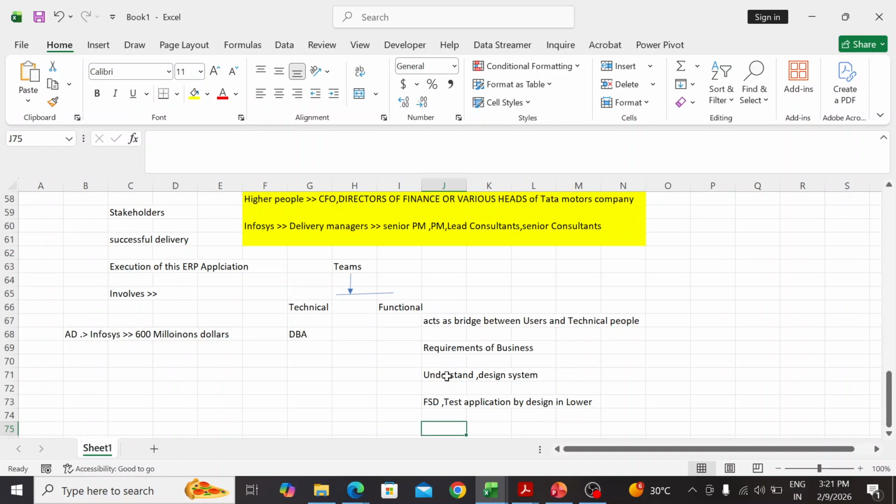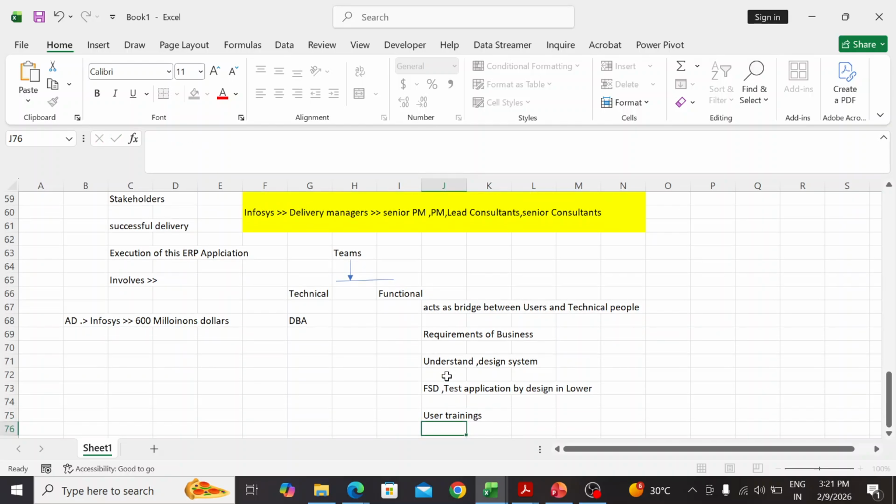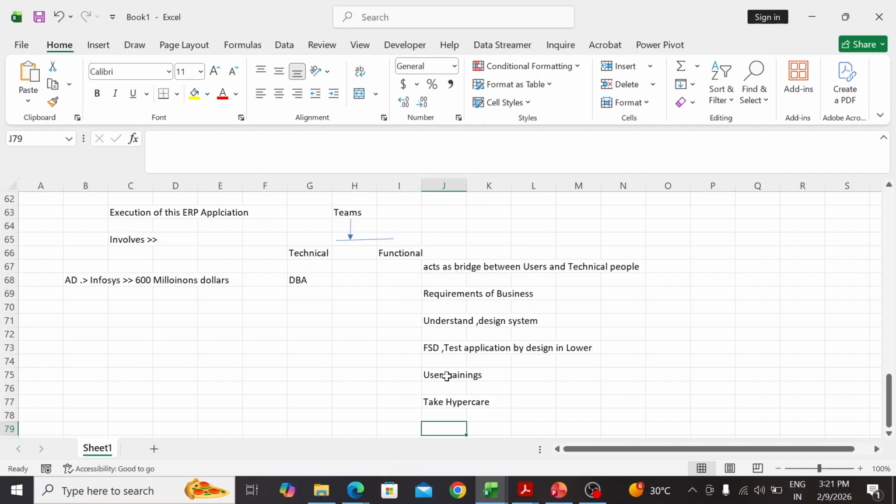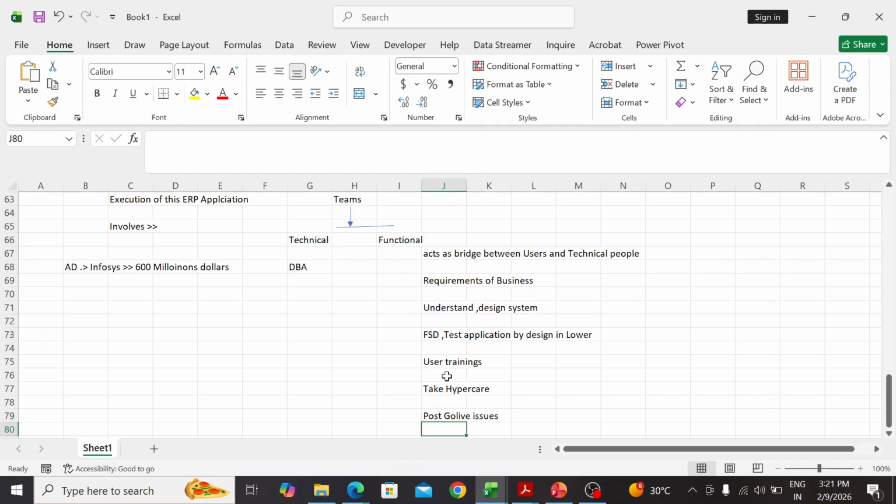And they have to provide the user training, and they have to take care of the hypercare activities, and support the pre go-live, go-live, and post go-live issues. They have to support everything.